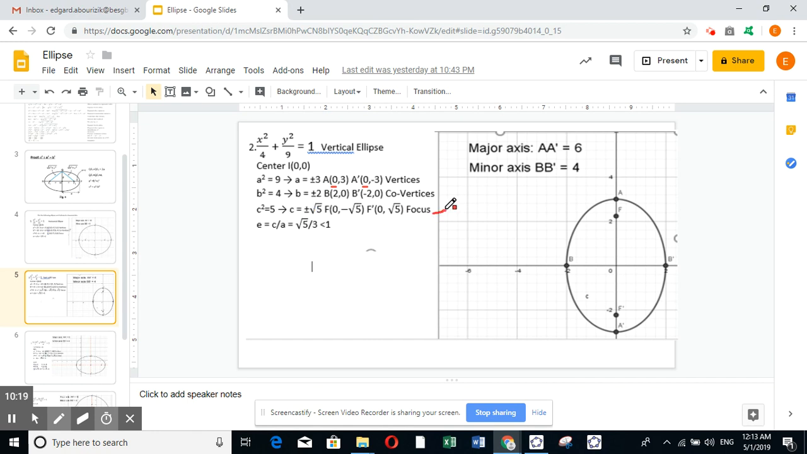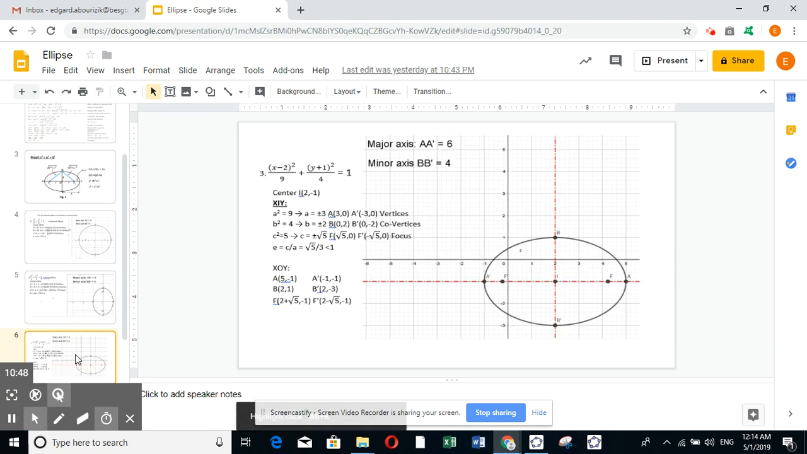The focus follows always, it's on the major axis. a square minus b square, so 5. So c is plus or minus radical 5, it follows like 0, radical 5 and 0, minus radical 5. Eccentricity c over a, so radical 5 over 3, less than 1. Major axis parallel to the y-axis equals 2a, which is 6. Minor axis, parallel to the x-axis, equals 2b, which is 4. Now I want to take examples where the center is no longer the origin.